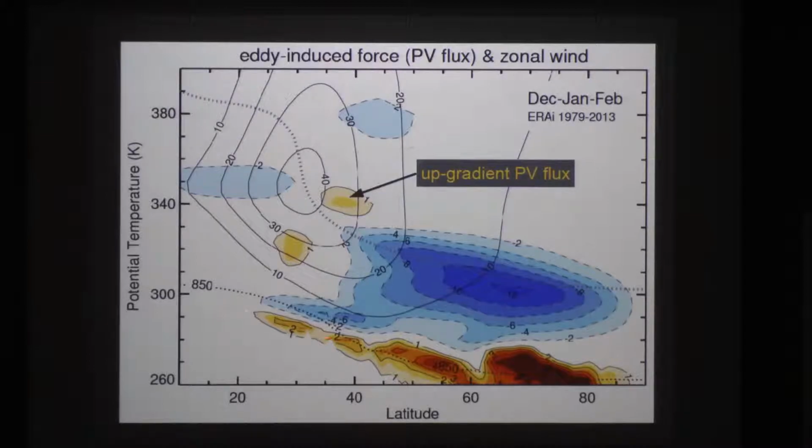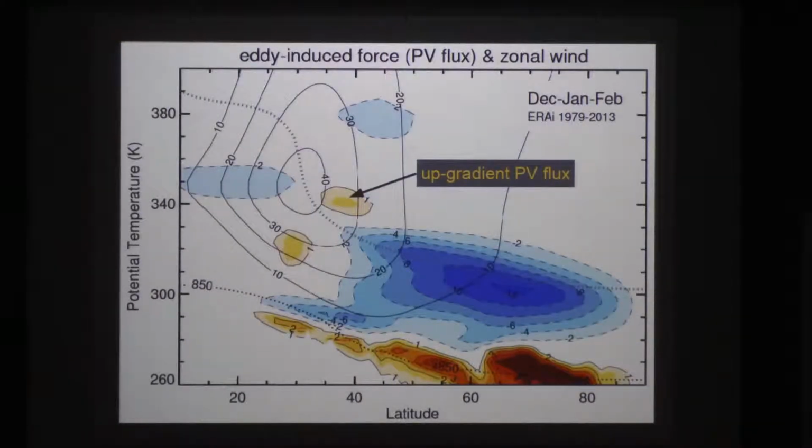And just to make sure, down at the surface, you actually have positive PV fluxes, but they're not up gradient. Rather, the PV background gradient is reversed near the surface, where you have instability, generation of eddy activity. And so those positive PV fluxes here, they're actually still down gradient because the background PV gradient is reversed. Okay.